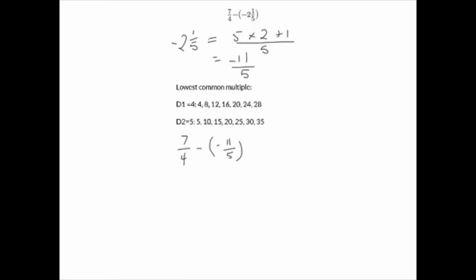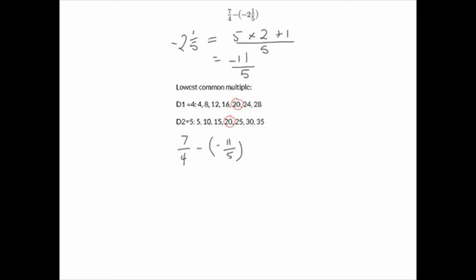What I'm going to do now is find the lowest common multiple. So I'm just going to move along my list of numbers until I find one that matches. 5, no. 10, no. 15, no. 20, yes. I can see that my lowest common multiple will be 20. So I have a 20 here and I have a 20 here.